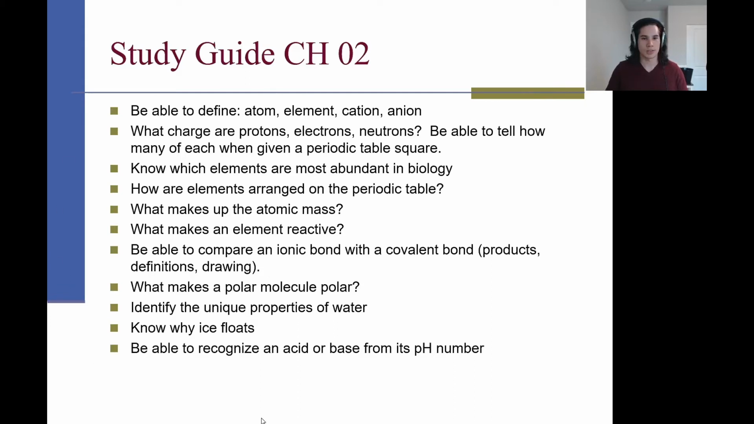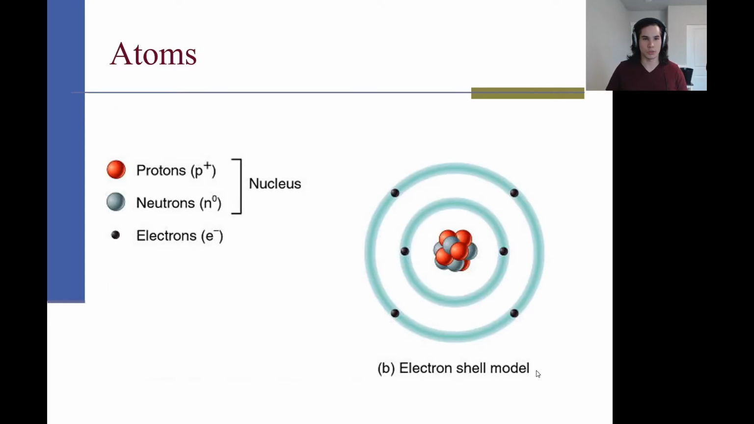So here's just an excerpt from the study guide pertaining to all things Chapter 2. Let's start with atoms. Atoms are composed of protons, neutrons, and electrons. Your protons and your neutrons compose your nucleus. And we know that atoms are kind of the base component for all material that we experience.